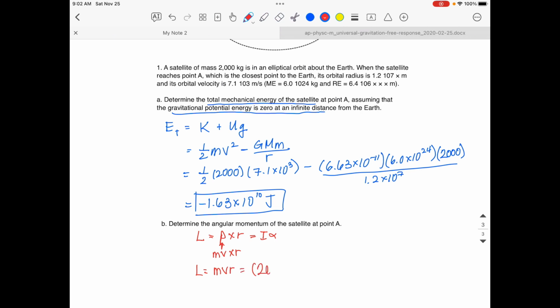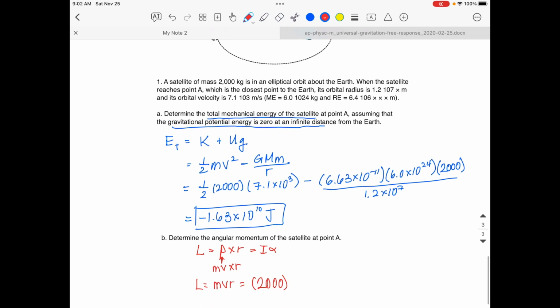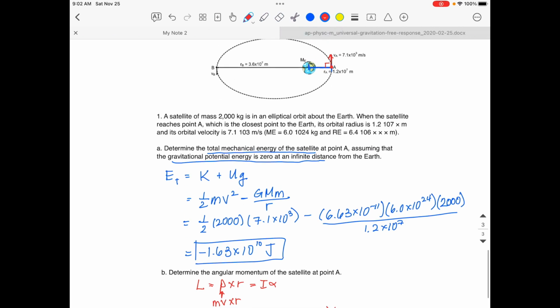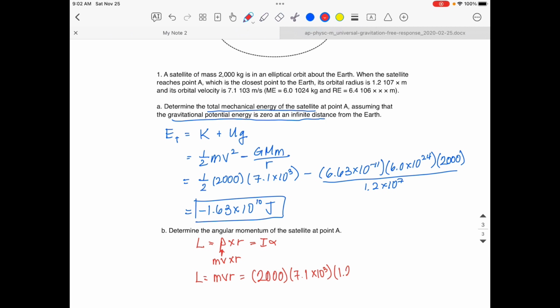Mass again is 2,000. The velocity is 7.1 times 10 to the third. And then the radius is 1.2 times 10 to the 7th. And that ends up equaling 1.7 times 10 to the 4th power. And our unit here is kilogram meters squared over seconds.